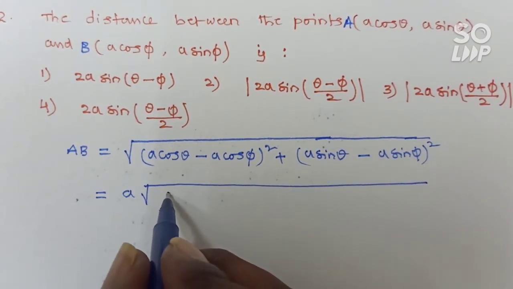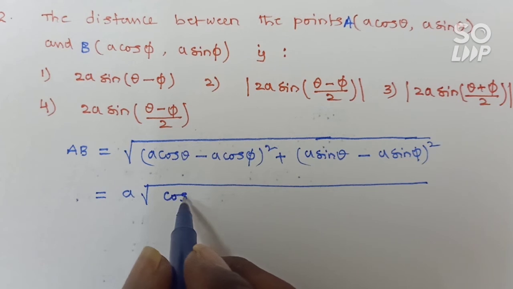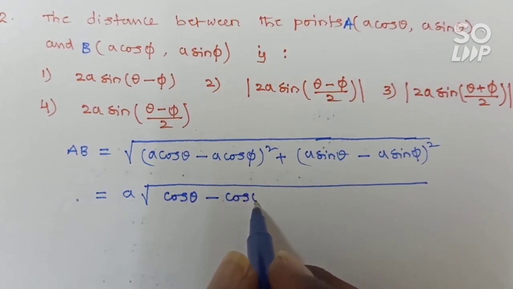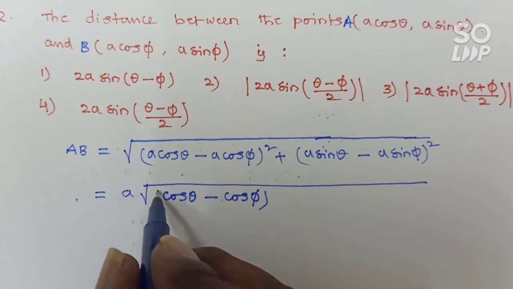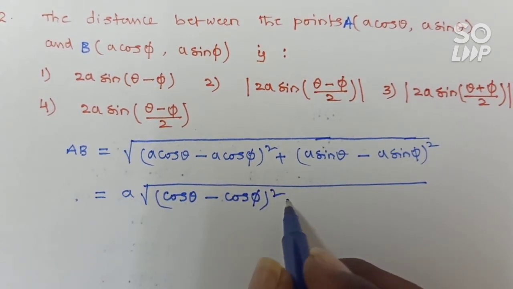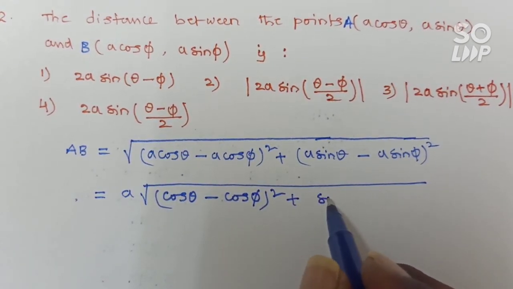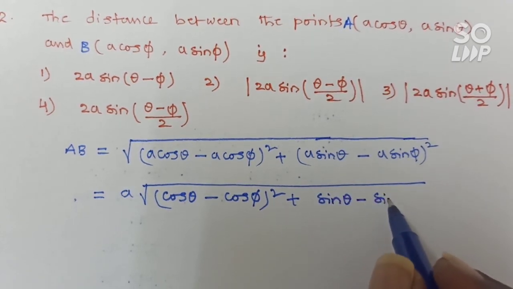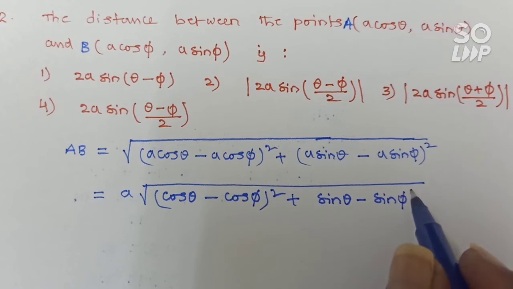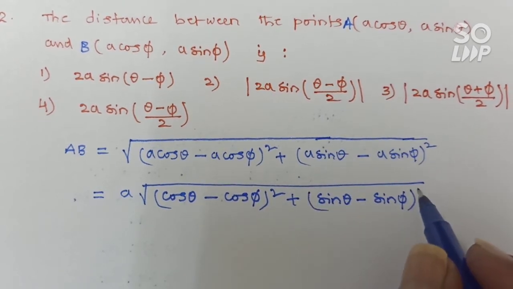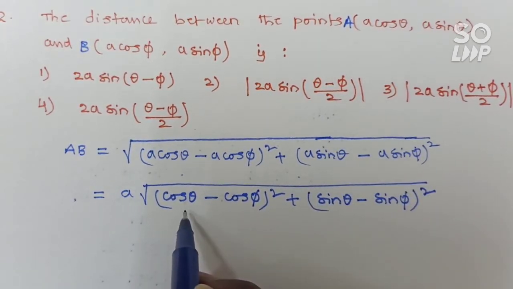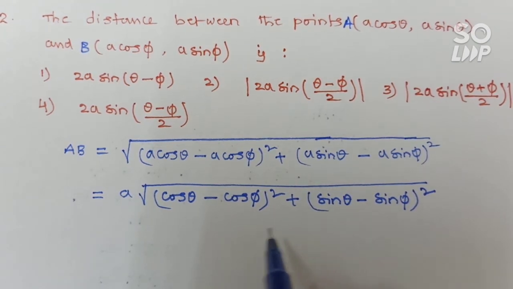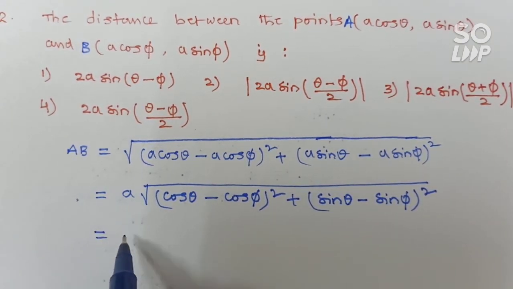(cos theta − cos pi) whole square plus (sin theta − sin pi) whole square. Now you expand these two terms. This is in the form of (a − b) whole square, and this is also in the same expression. Now expand this one.